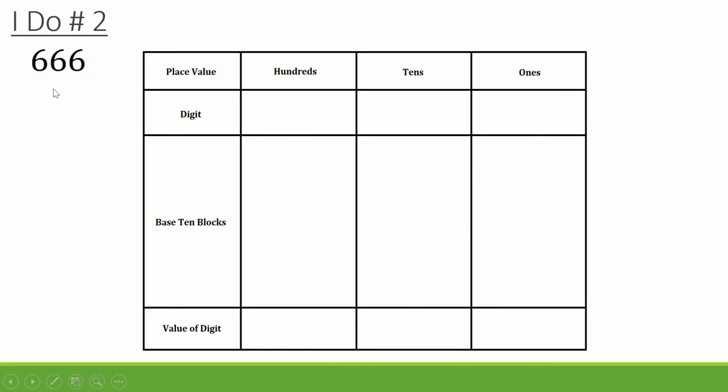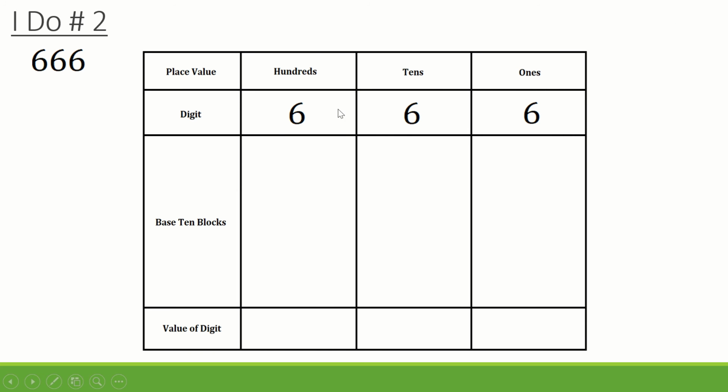For 666, I can again decompose that number, break it down, and first I want to note that the digit in the hundreds place is a 6. The digit in the tens place is a 6. The digit in the ones place is a 6.